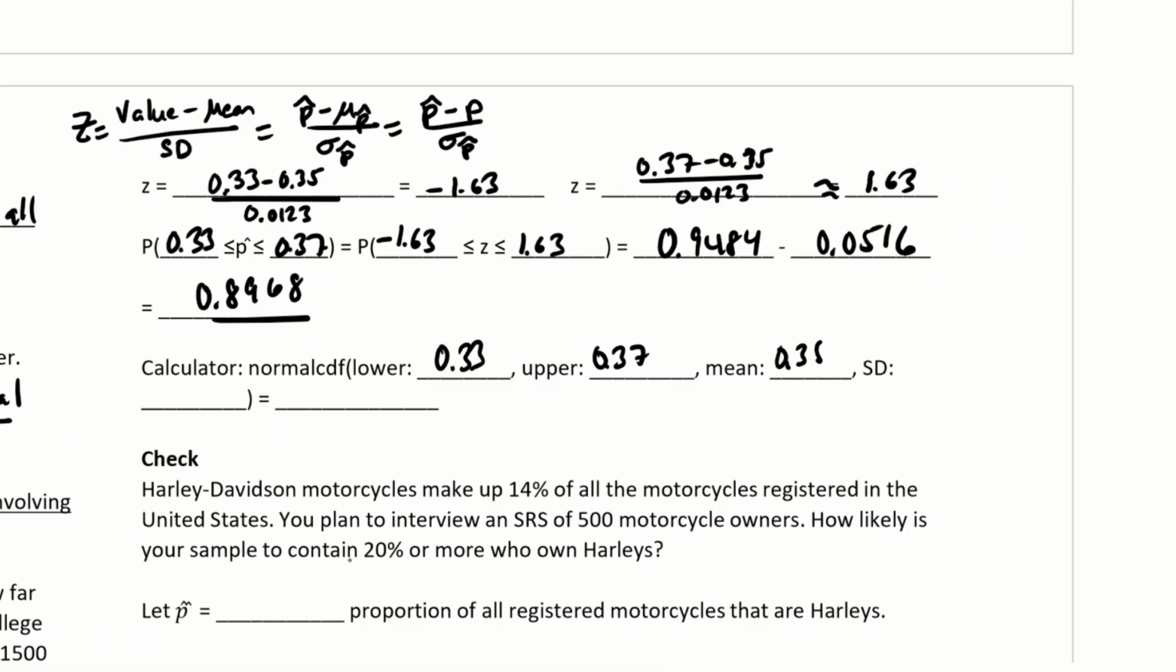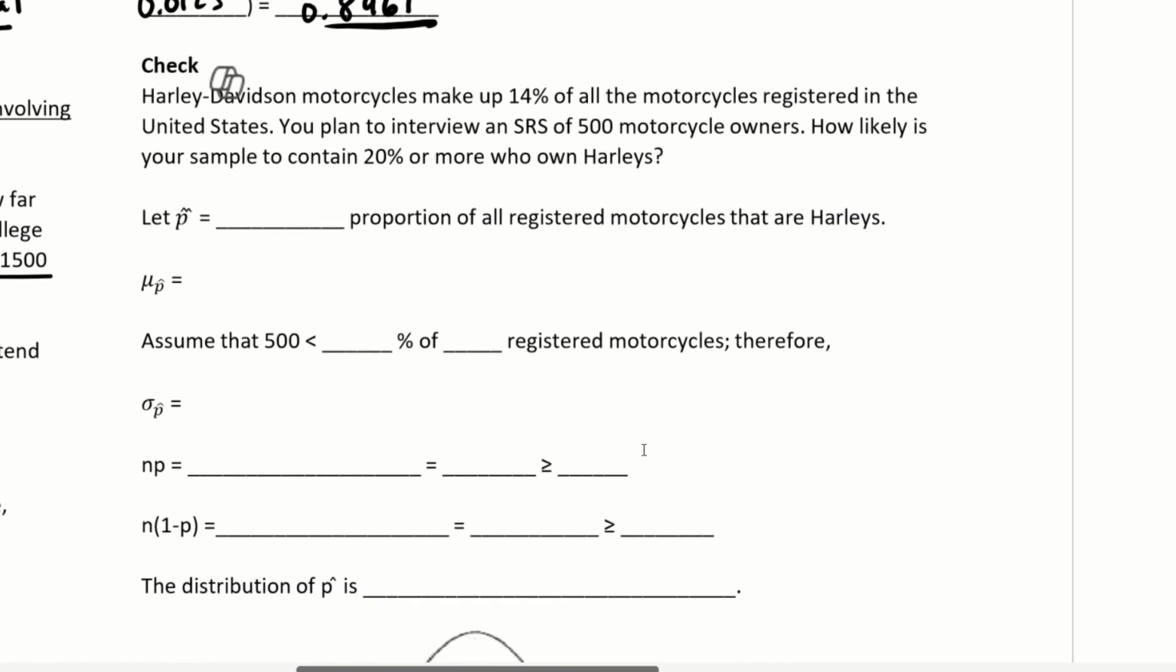And standard deviation, 0.0123. So if you did that, you get about... Okay, if we do that, we get 0.8961, which is pretty darn close to what we got here, 0.8968. Okay, so go ahead and pause the video and see if you can try the check.